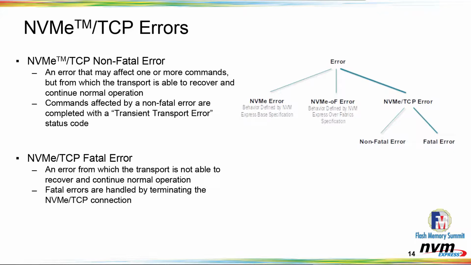But we can also see specific NVMe over TCP errors, which can be either non-fatal or fatal. I described, for example, that a header digest error can be fatal, in which case you will probably terminate the connection and reflect to the other side what went wrong. But we do have non-fatal errors, where we have specific status codes that reflect to the upper layer that it's a transient transport-related error, and they can be retried or normal operation recovered.